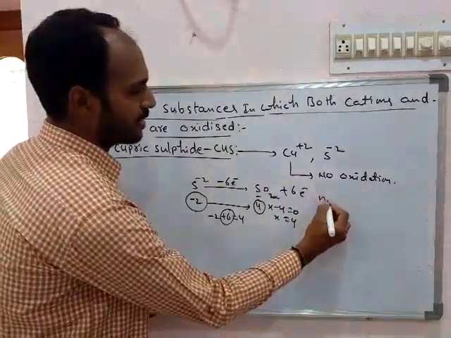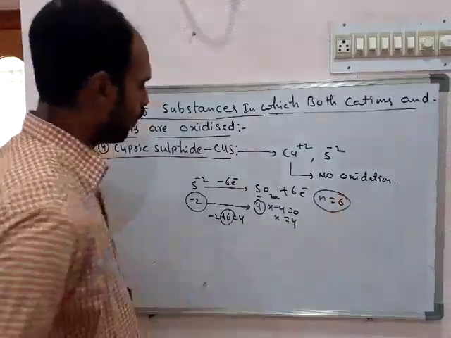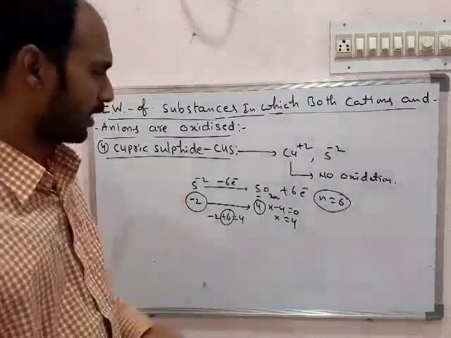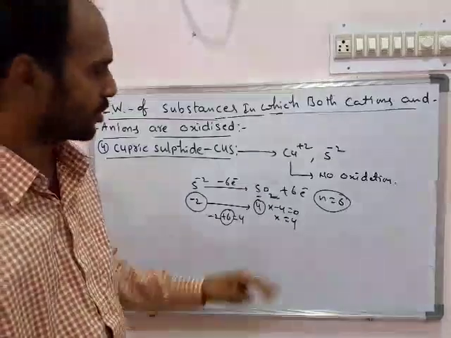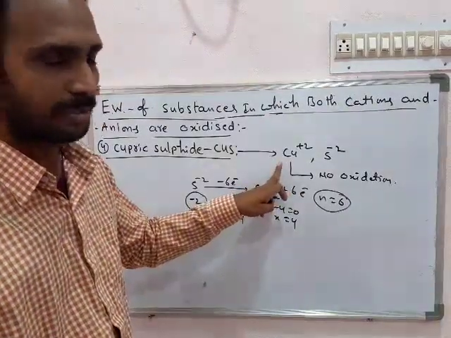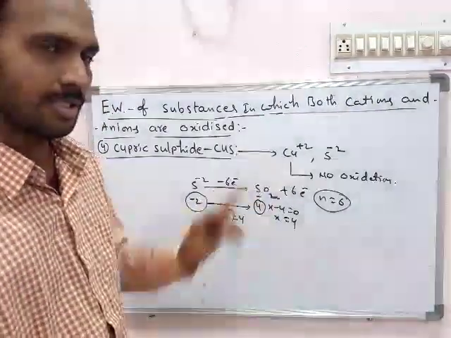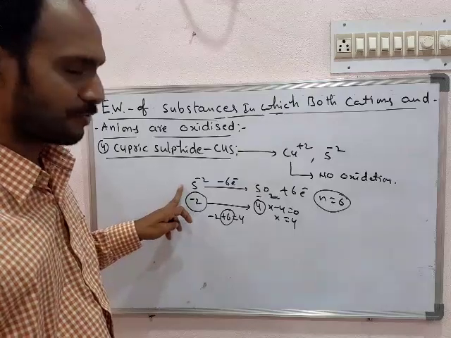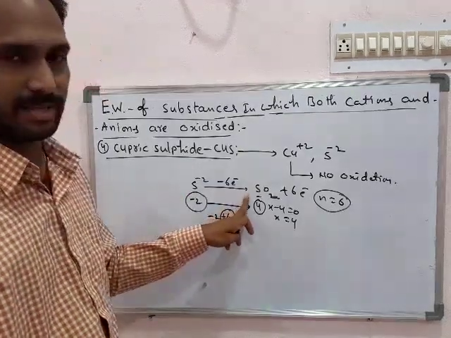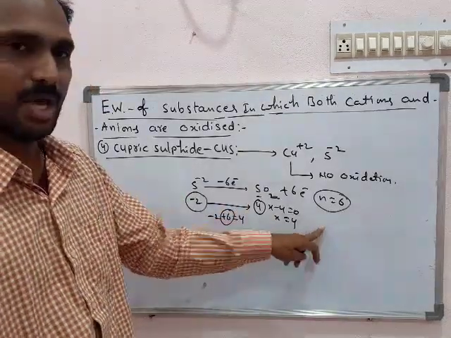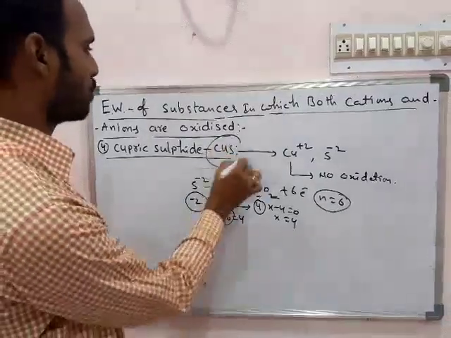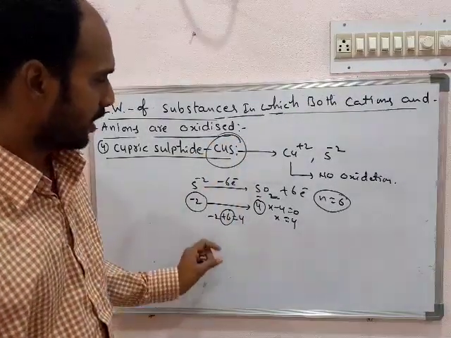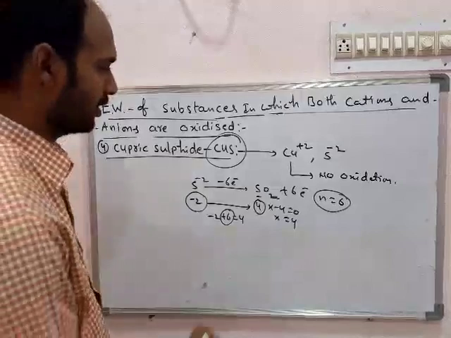Now the n factor is equal to 6. Only the sulfide ion undergoes oxidation. There is no oxidation of Cu+2 in cuprate, so there is no n factor for it. There is only an n factor for the conversion of sulfide into sulfur dioxide. The n factor is 6, meaning for the total oxidation of this compound the n factor is 6.